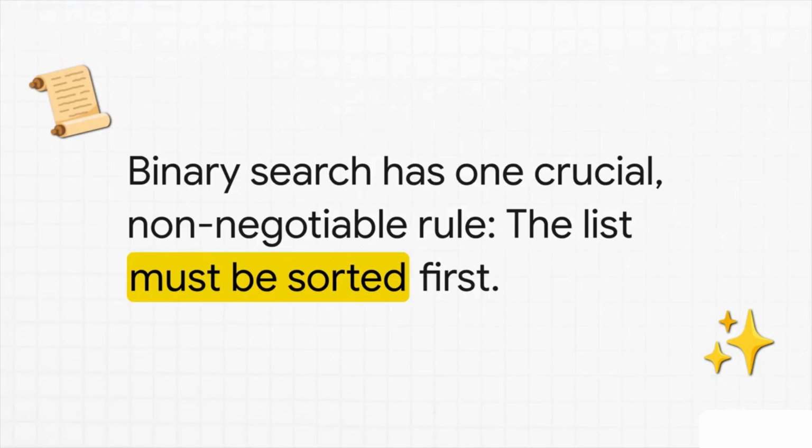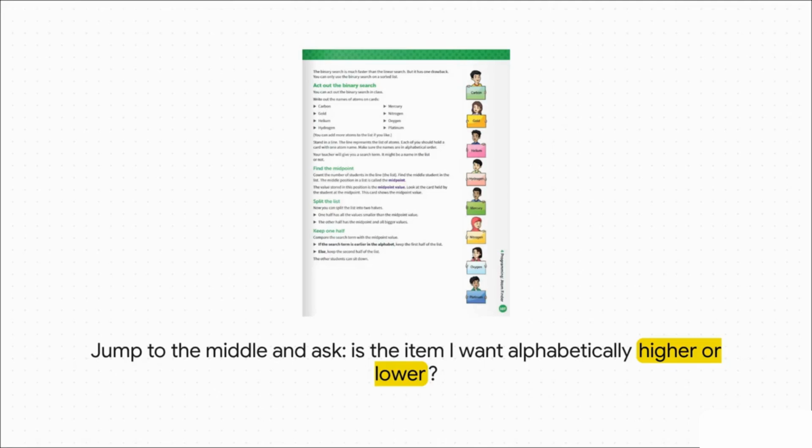Now, before we even get into how binary search works, you need to know its one big, non-negotiable rule. The golden rule, okay? The list of items must be sorted in order, say alphabetically. If it's not sorted, binary search just completely falls apart. It will not work.